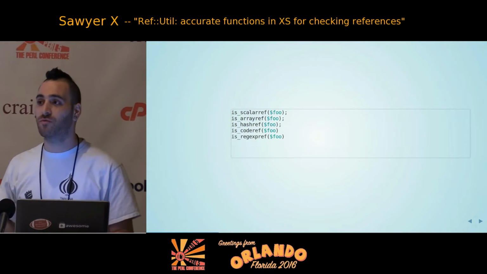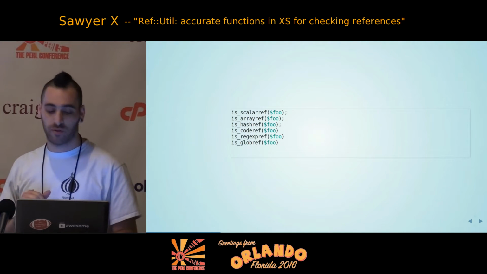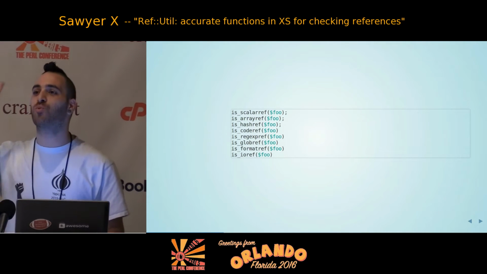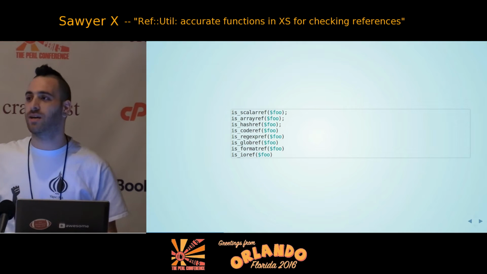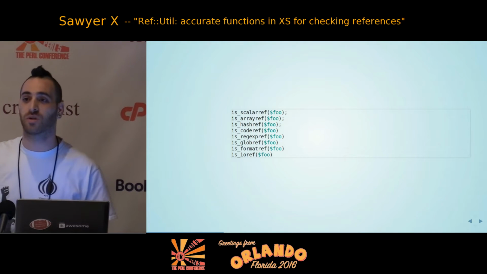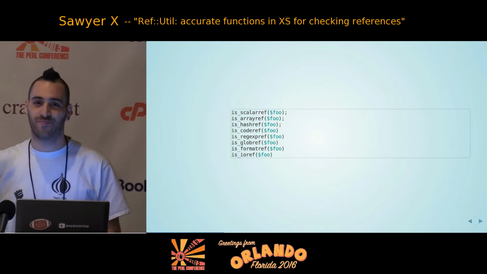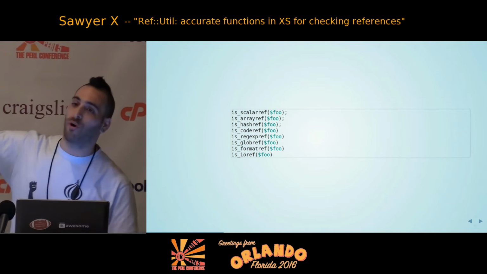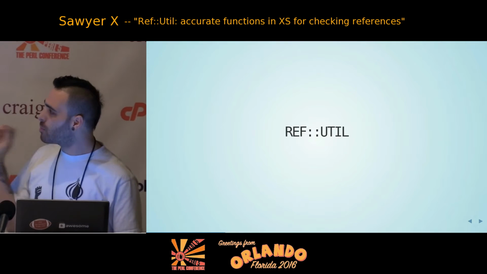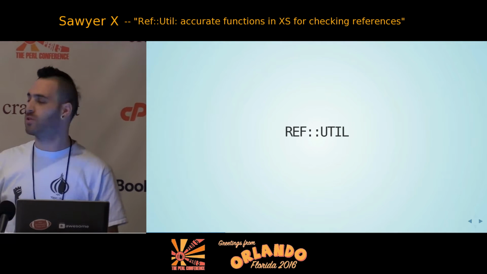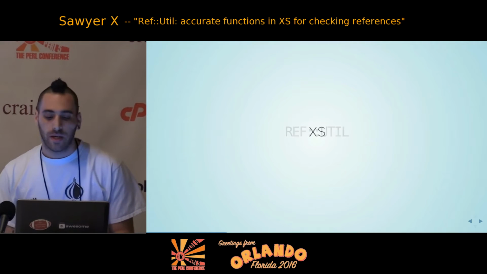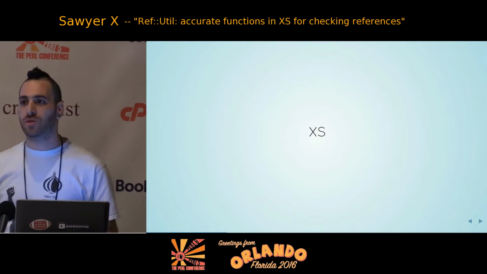We have regex ref, right? We have glob ref. Format ref, there you go. There's IO ref. There is one more that I did not include here that I did not even think about at first. Ref. That exists. Okay. So I wrote all of these, and I put them inside a module called Util. The capitalization is not really correct here. It is written in XS, and I'd like to explain how I wrote this.